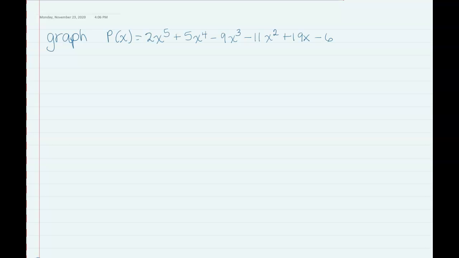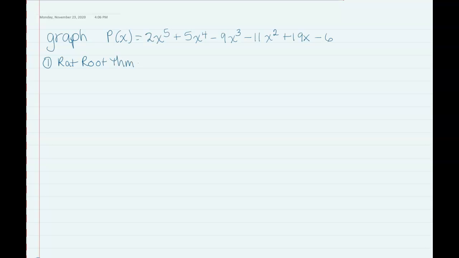This video will go over the procedures in order to graph a polynomial of high degree. In this case, our job is to graph the given polynomial p of x. The first thing we're going to do is start off with finding and using the rational root theorem.